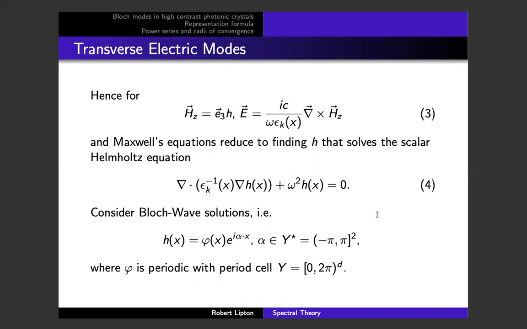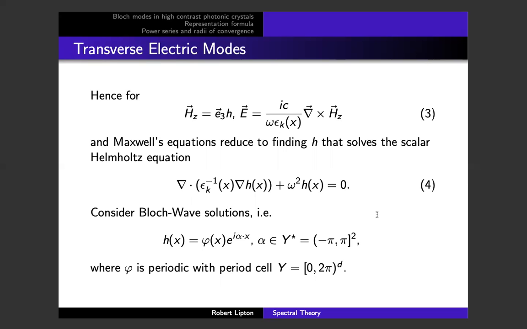And so what we're going to do is solve for the H field, which we call H of Z, and it is just directed out of the screen. And so it's in the E3 direction. So E3 will be the unit vector pointing out of the screen. E1 and E2 will be unit vectors in the screen. Little h is the H field there.